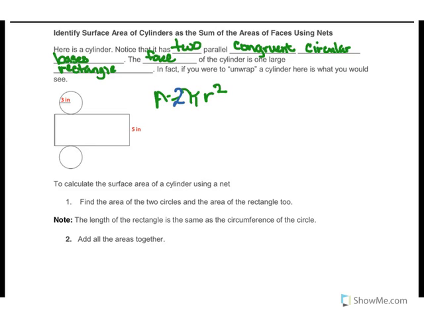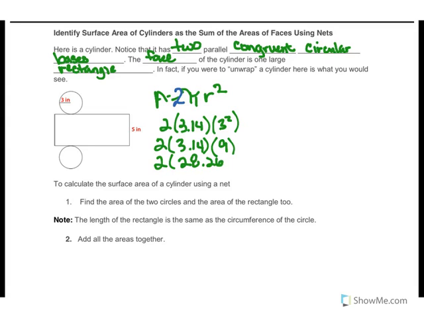Let's go through and replace the variable terms with a number. So I have 2, and then for pi we're going to use 3.14, and the radius is 3, and we will square it. Next, the order of operations states that we have to do exponents first, so 3 squared is 9. I'm going to work from the back forward. So when I multiply 3.14 times 9, I get 28.26.